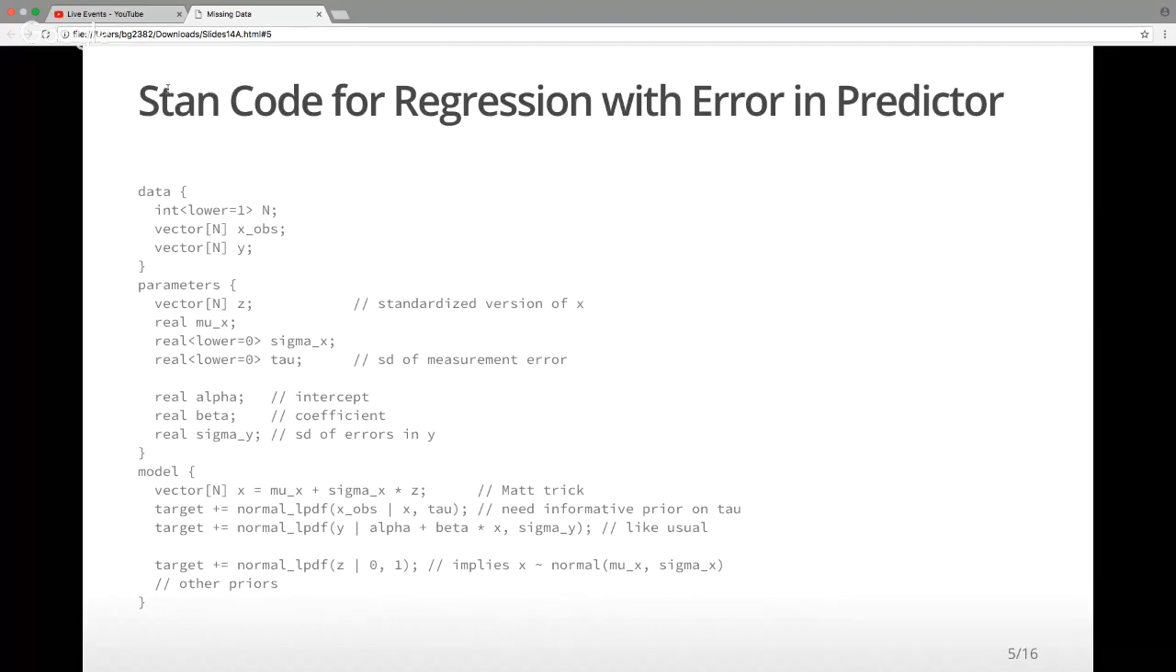So here's a simple case, Stan code for regression that has error in its predictor. You could do this with multiple predictors, but just to keep it simple, we only have one predictor. So we have n, the number of observations. We have x, which is what we observe x to be, how we measure x. And then we have some observed outcomes y, which in this case we presume to be measured correctly, or if not, then it just goes into the error standard deviation from y.